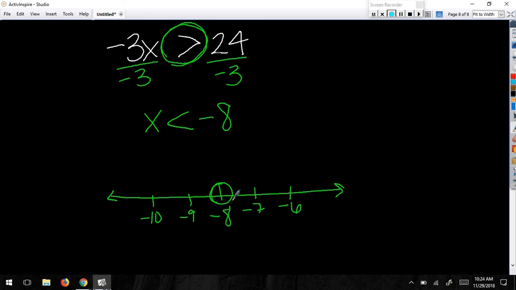If you're confused, take out your calculator and do -8 plus 1, because plus 1 goes this way, minus 1 goes this way. Open or closed dot? It goes to the left. Tell me what you think. It's okay.